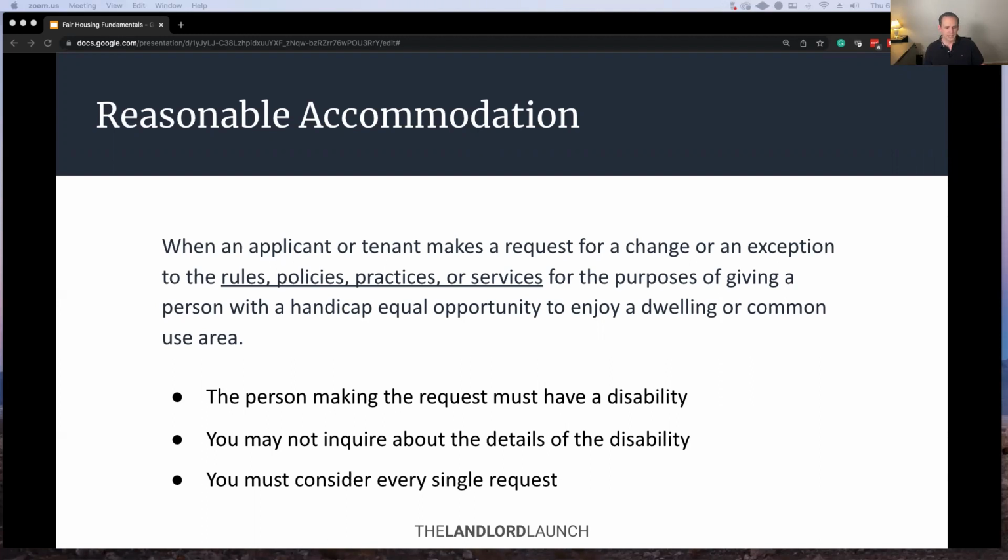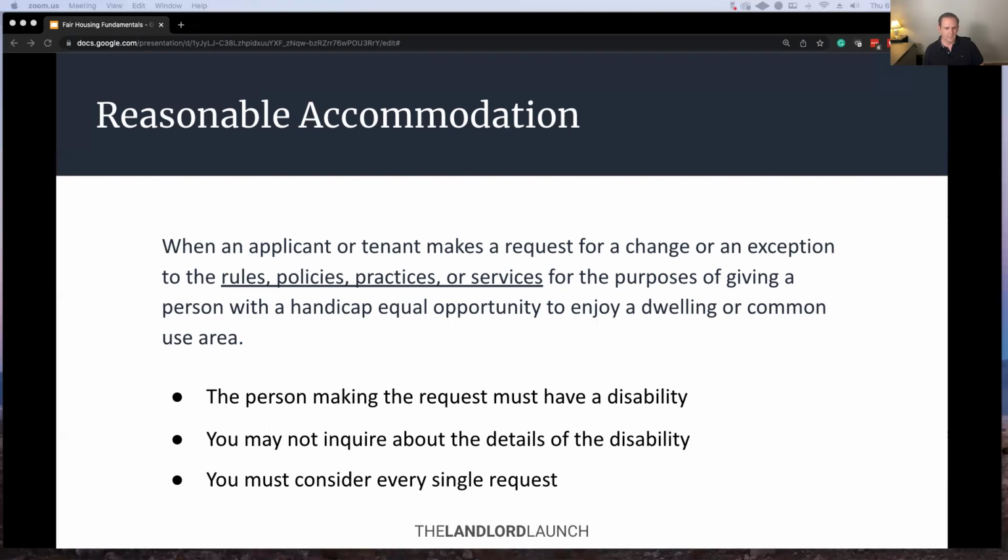So a couple things on that. First off, the person that is making the request must have a disability. Somebody can't come in, like a relative or whatever else, unless they're a representative, like a caretaker. It can't be the husband of a sister who thinks it'd be a good idea if we change this rule so they can have a dog. Nothing like that. The person making the request has to have a disability.